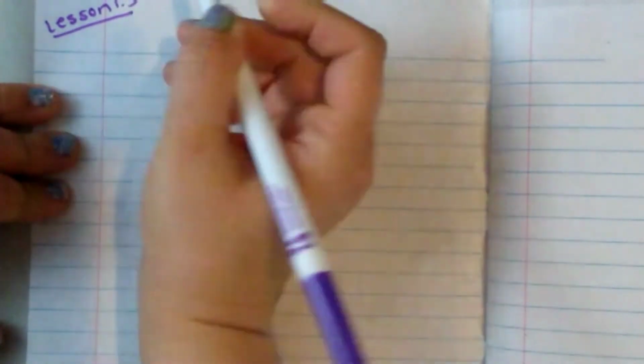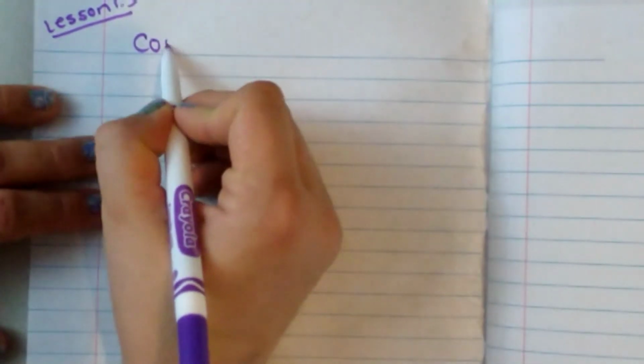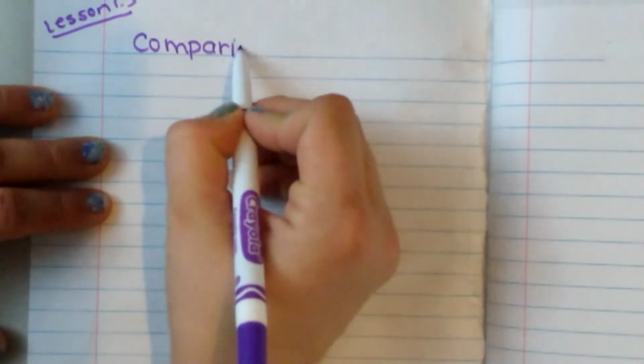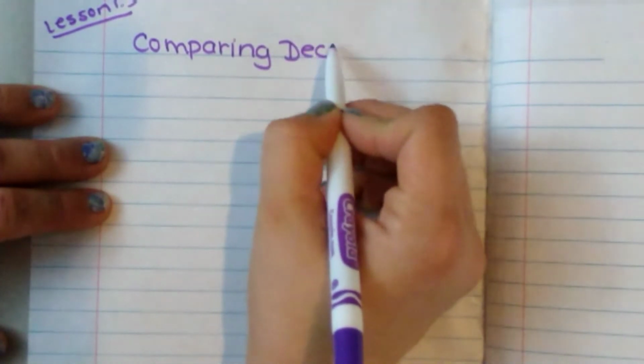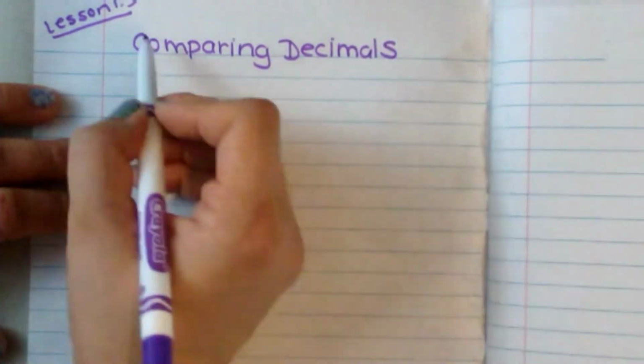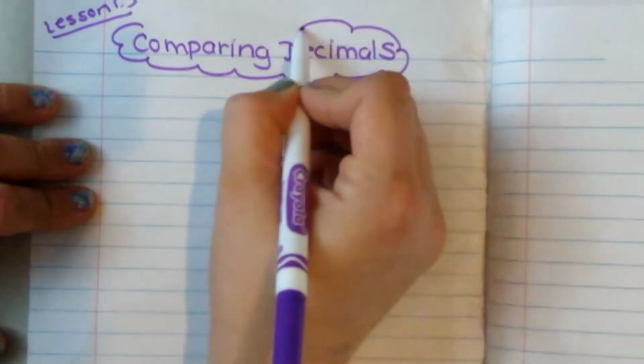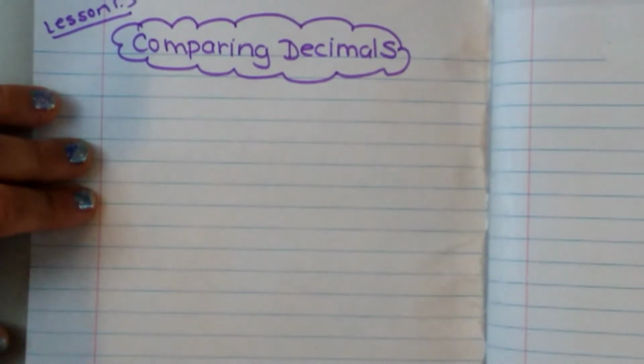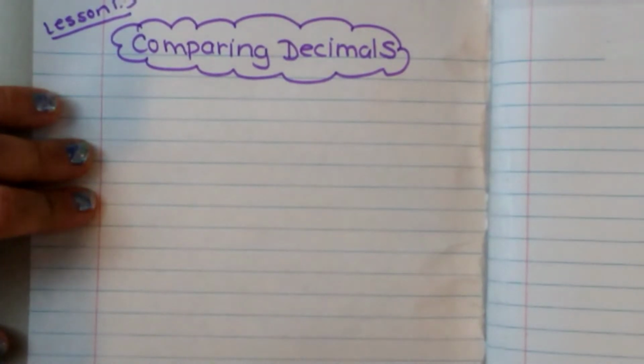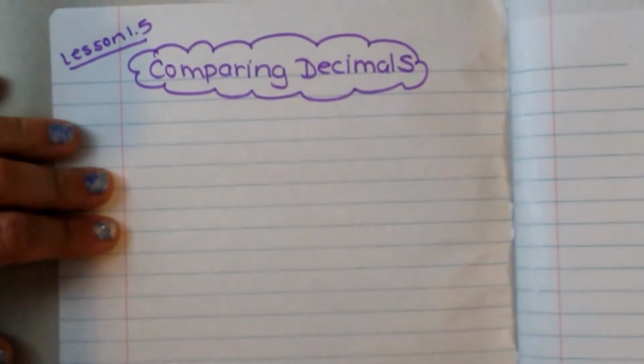Hi everyone. Today we're going to be talking about comparing decimals, lesson 1.5 in our Envision Math Volume 1. So I'm going to put that here. This is lesson 1.5, and this is comparing decimals. Now when we compare something, we say, is it bigger, smaller, or the same? But how do you know how to do it with numbers? Which number is bigger? But how do we do it with decimals? That's what we're going to be doing today.